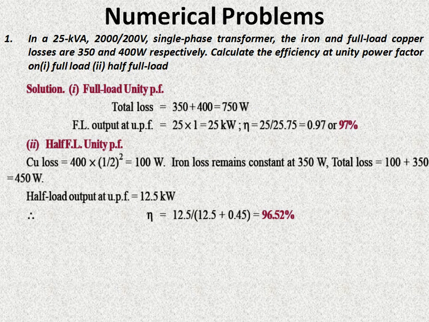Let's see the first problem. The kVA power rating and voltage ratings are given. It's a single phase transformer. Iron and full load copper loss values are also given. You are asked to find the efficiency at unity power factor on full load and half full load. So the total loss will be 350 plus 400 at rated full load condition.